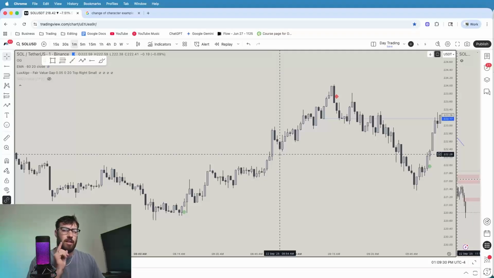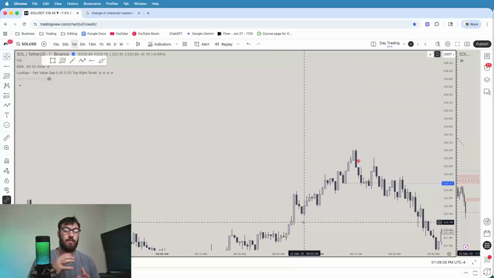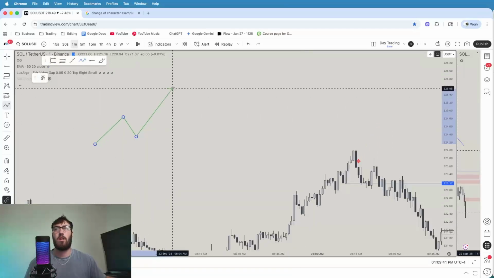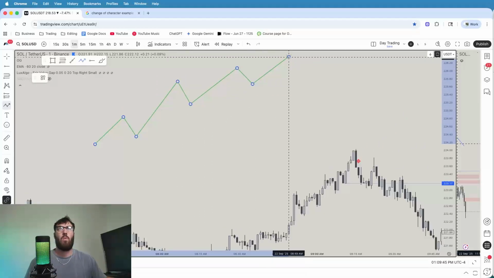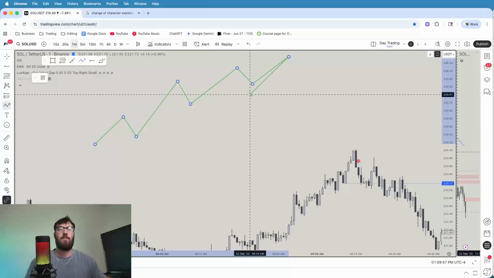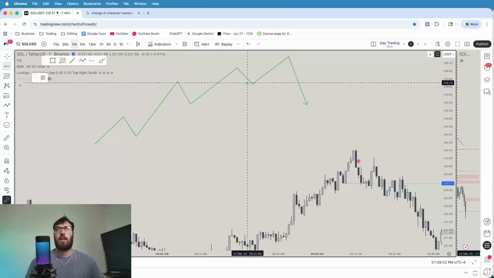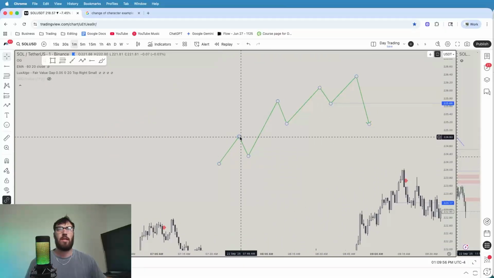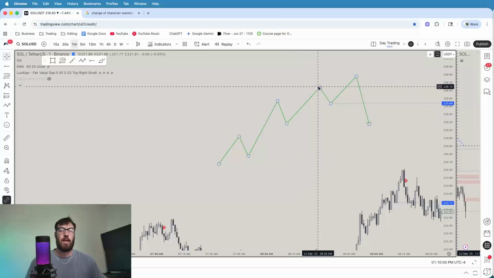But a change of character is a little bit different because, like I said, a CISD is showing a momentum shift. A change of character is actually showing a structural shift. So in an uptrend, we're getting higher highs, higher lows. We know that because that is what we know of a trend. What happens when we break one of these lows? Right here would be our change of character, because you're going to take your most recent swing high, swing low points. So we get swing high there, swing low here, swing high, swing low, swing high, swing low.